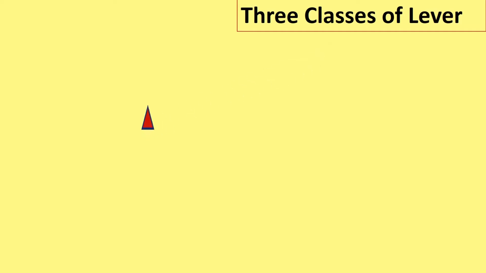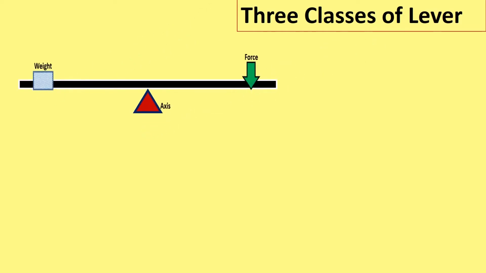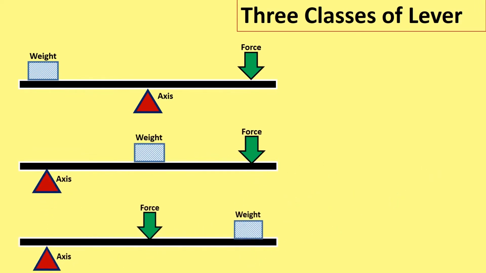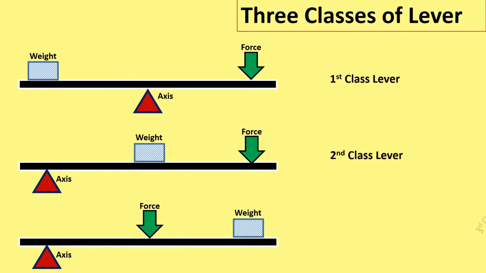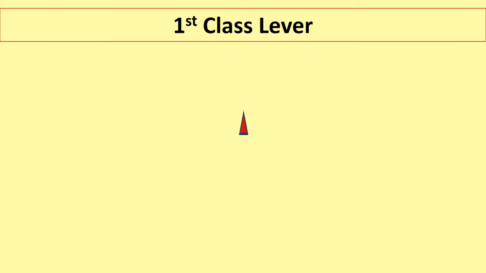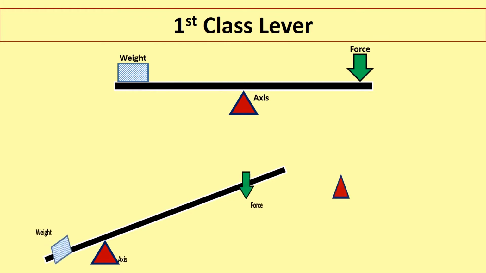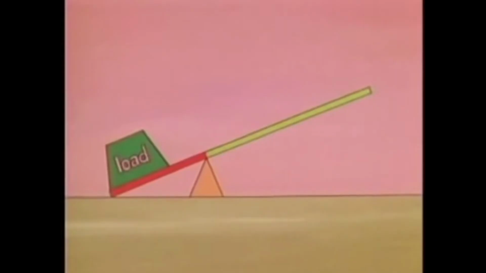There are three types of levers: first class, second class and third class. The difference between the three classes depends on where the axis is, where the weight is and where the force is placed. In a first class lever, the axis is always in the middle. The weight and the force are placed at its two extreme ends.